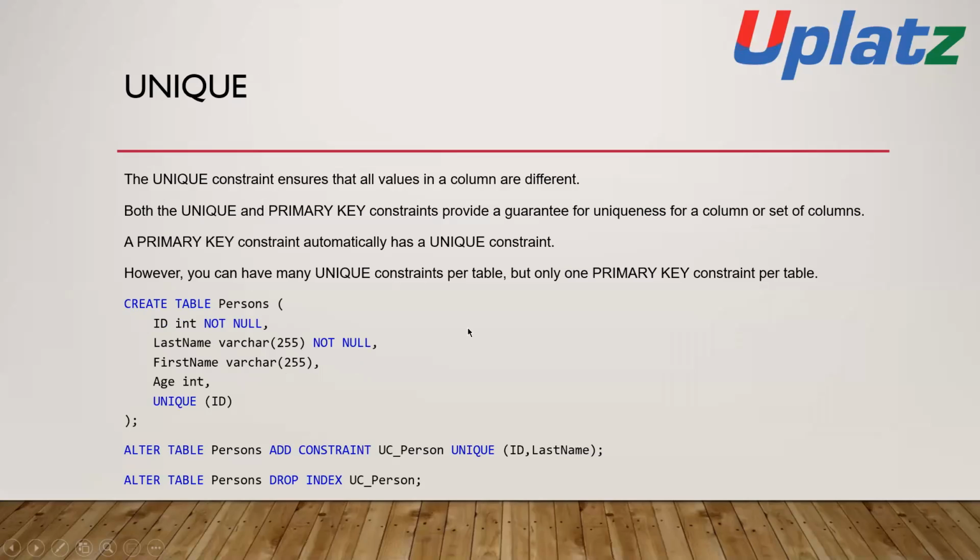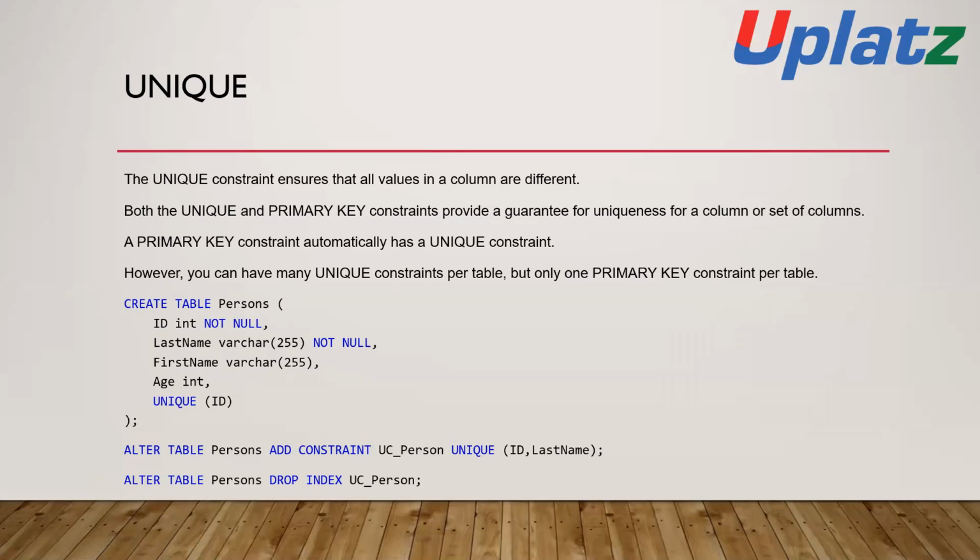Next in line is the unique constraint. It ensures that all the values in a column are different. Both the unique and primary key constraints provide a guarantee of uniqueness for a column or set of columns. A primary key constraint automatically has a unique constraint. Both are very similar, but there is just one difference between a primary key and a unique key. A unique key can have one null value. A primary key cannot have null values.